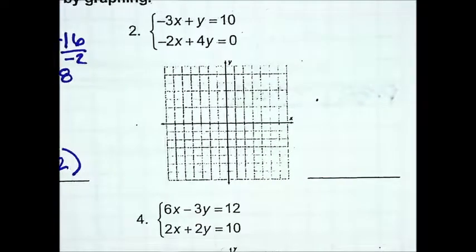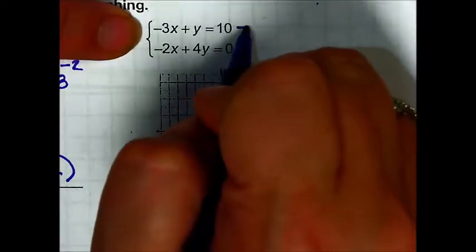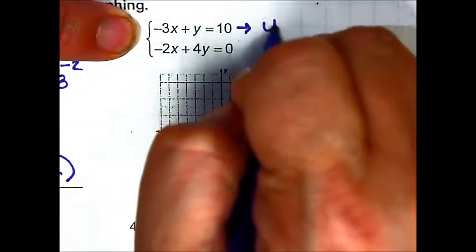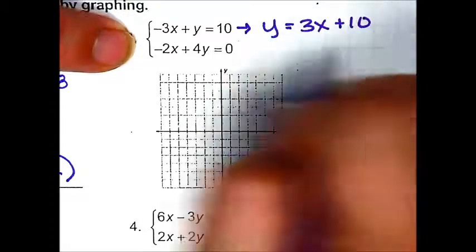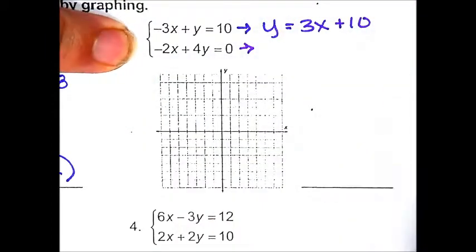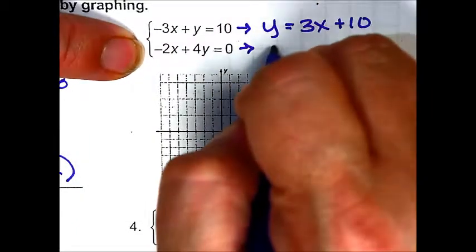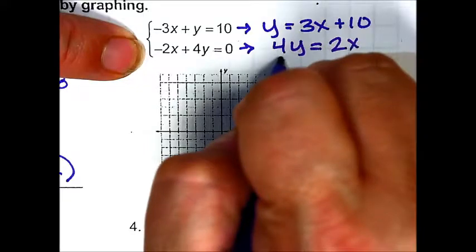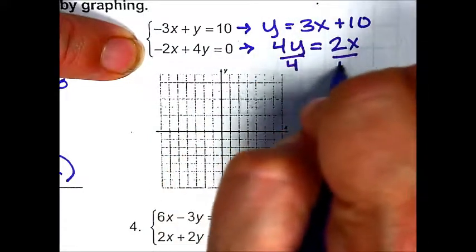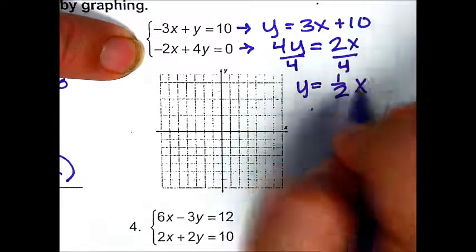Okay, for number 2, I need to add 3x to both sides of the first one. So that's y equals 3x plus 10. And for the second one, the first thing I'm going to do is add 2x. So I have 4y equals 2x, and then divide by 4, so y equals 1/2 x.